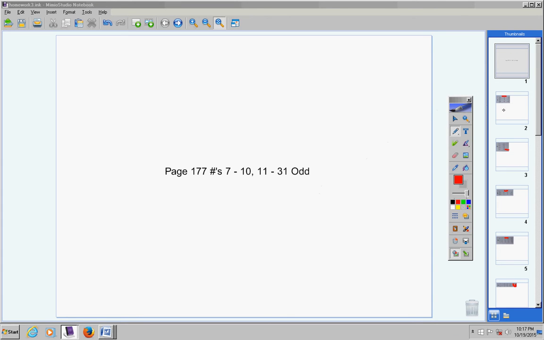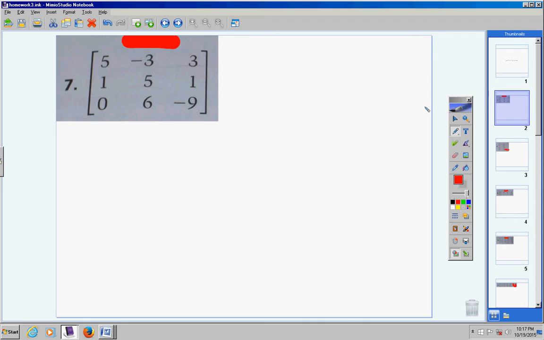177. Let's go ahead and jump right into this and get started. Numbers 7 through 10, the directions say to state the order or the dimension of the matrix. So here we go. Remember, the dimension or the order of the matrix is always rows first. So you count the rows first and the columns second. Okay, and this X means by.